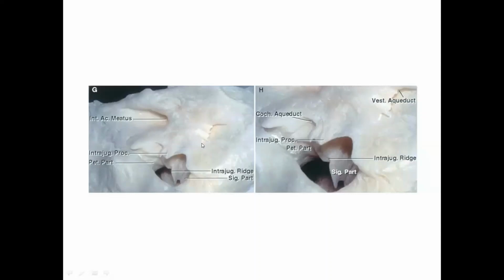This is the internal acoustic meatus. Here we can appreciate the vestibular aqueduct, like we discussed earlier, through which the endolymphatic sac opens into the vestibule. And this is your opening of the cochlear aqueduct, which is just lying, like we discussed, anterior to the petrous part and just superior.